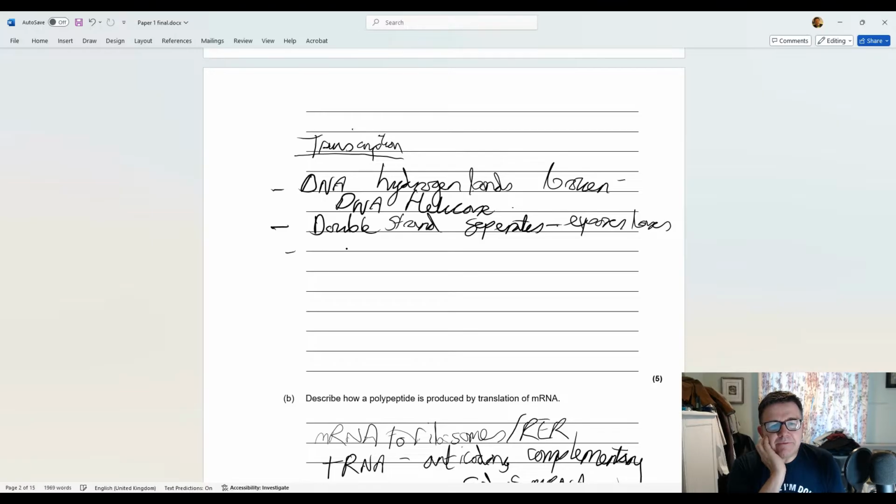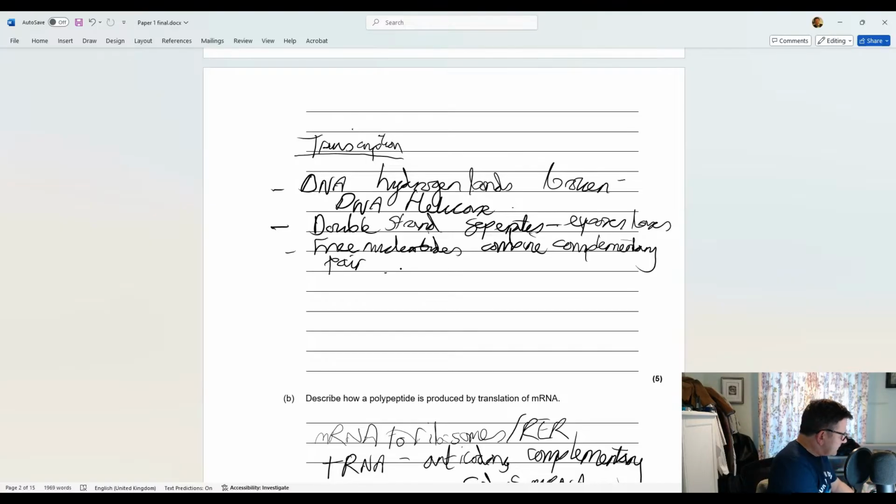Okay, and then free nucleotides in the nucleus combine with the complementary pair. Is this for A-level? Yeah, it is. It's for AQA. I'm just having a quick drink. I'm a bit thirsty.